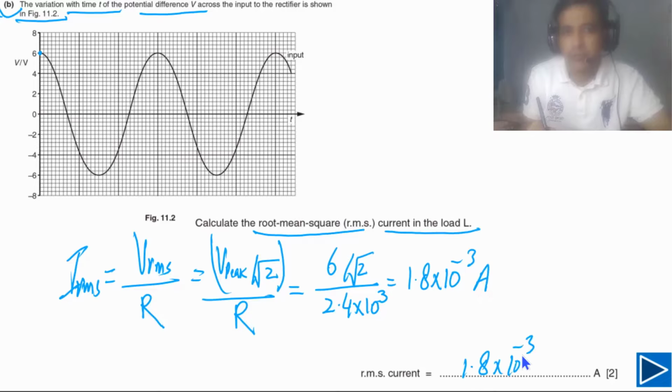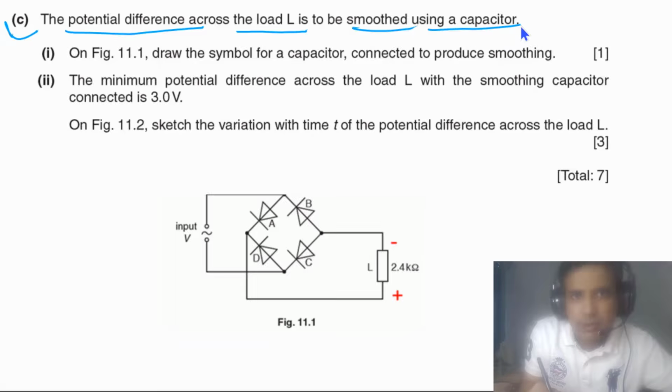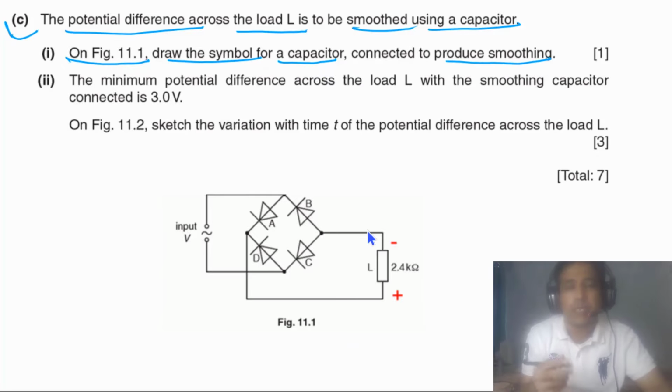Pretty straightforward question. Part C says the potential difference across the load capital L is to be smoothed using a capacitor. For part C1 on figure 11.1, we need to draw the symbol for a capacitor connected to produce smoothing. So we need to connect a capacitor across the load resistor, and that has to be connected in parallel with the resistor. So this is how you need to draw the symbol for the capacitor. It has to be in parallel with this load resistor.